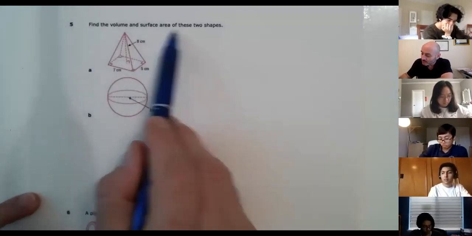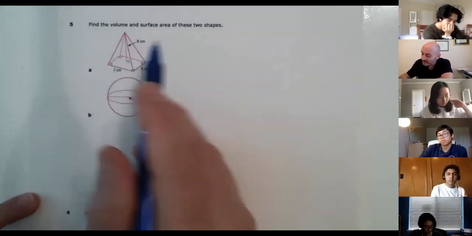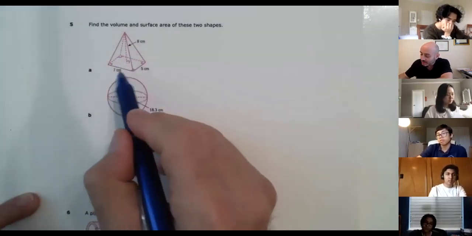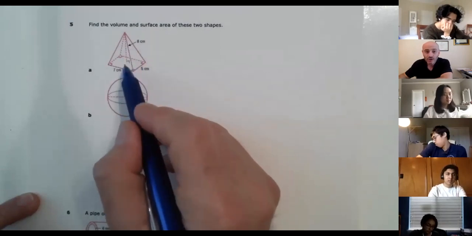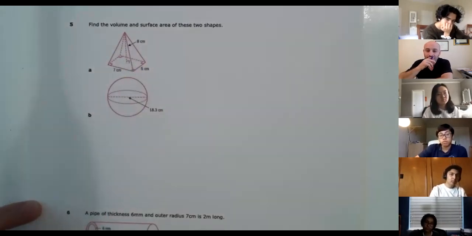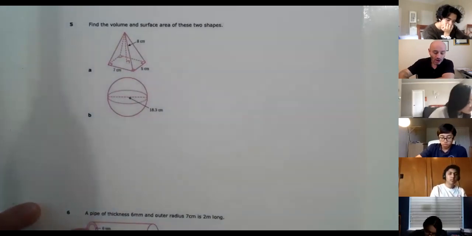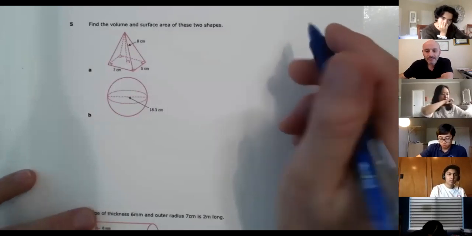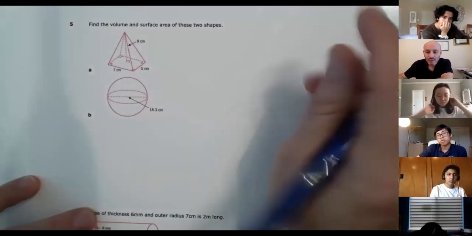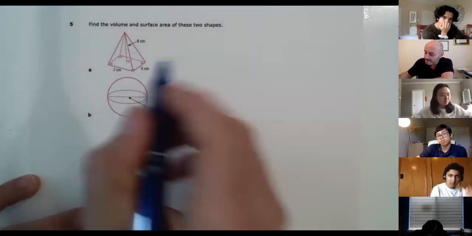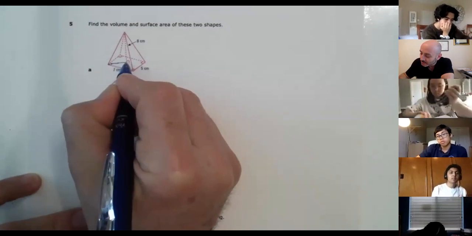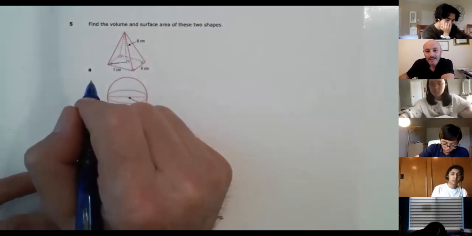Find the volume and the surface area of these two shapes. So obviously, this is a rectangular pyramid. The edges are 7, 5, and 8. So we need the height, right? We need the height. How do we go about finding the height? Same process that we just did in the previous example. Meaning, we want to find half of the diagonal size.